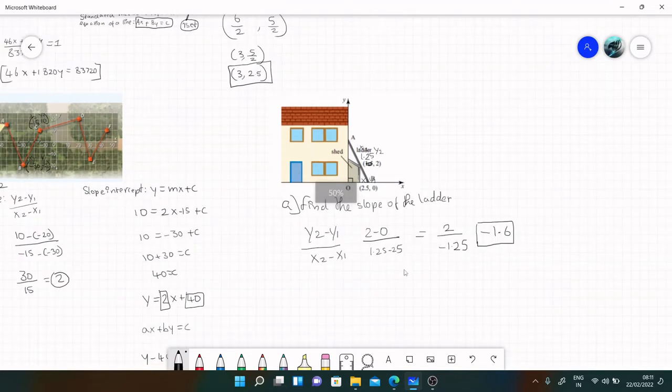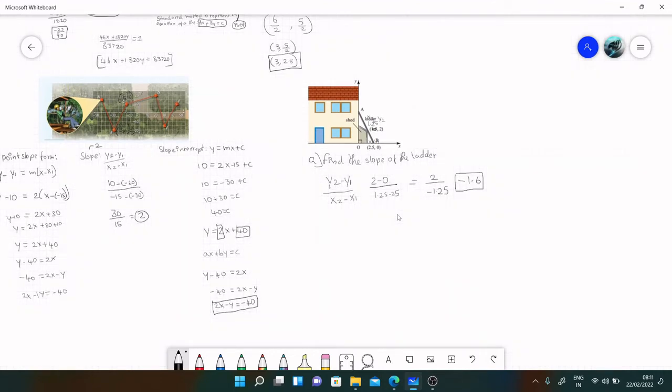Now the next question is find the equation of the ladder. Find the equation of line of the ladder.